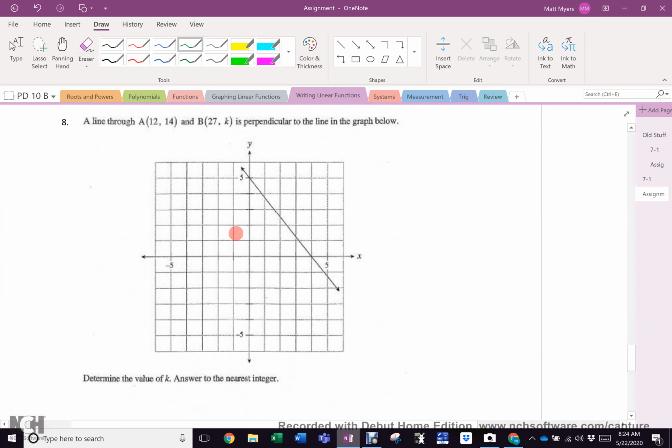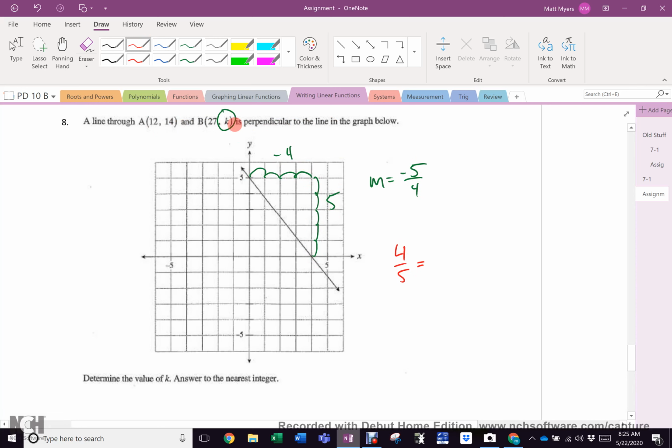So here's this line. I want k. I want to know what k is right there. And it's perpendicular to this. So this guy is, 1, 2, 3, 4, 5, 1, 2, 3, 4. So this guy is negative 5 fourths. But I want to know k that's perpendicular. So I can't use negative 5 fourths. I got to use positive 4 fifths for this line.